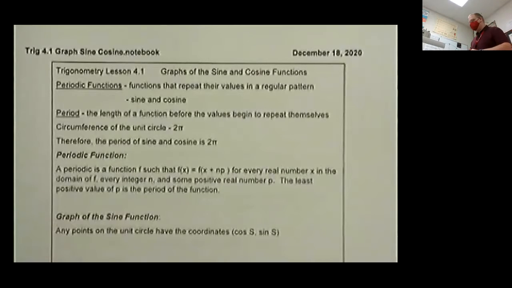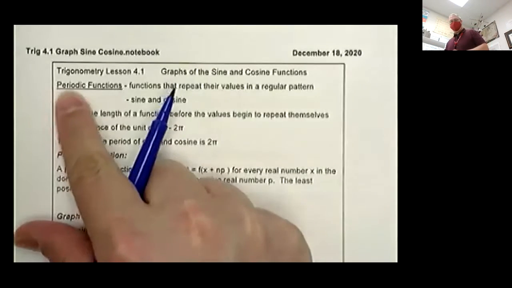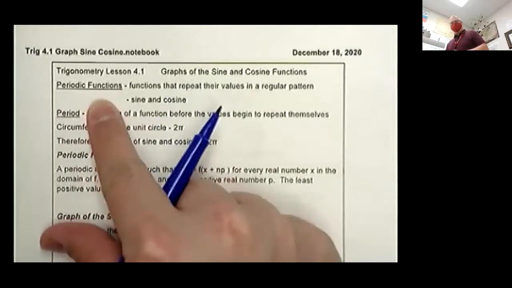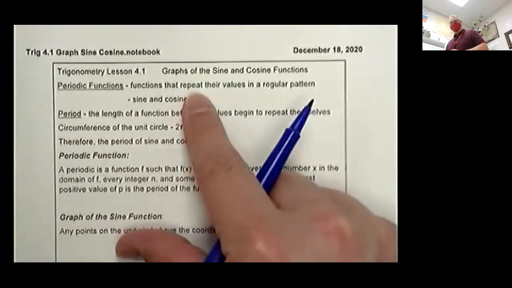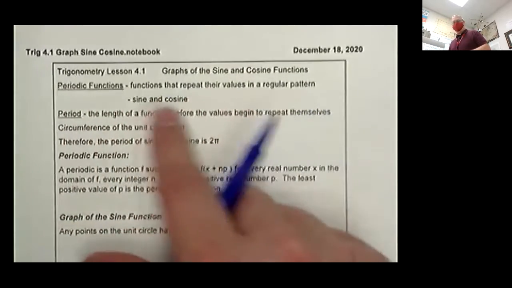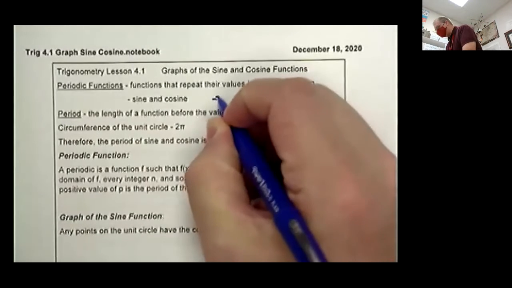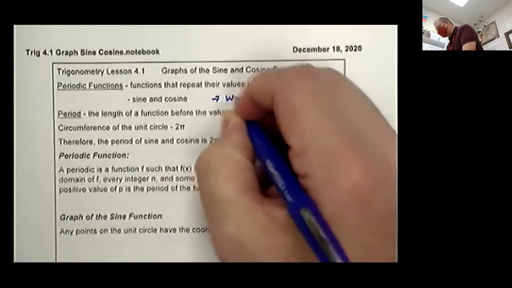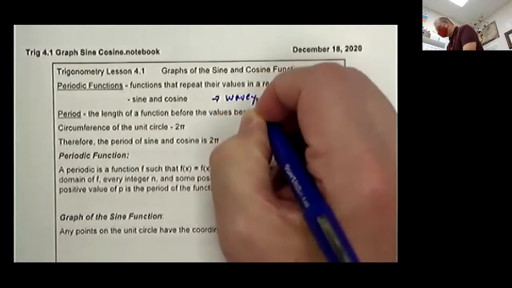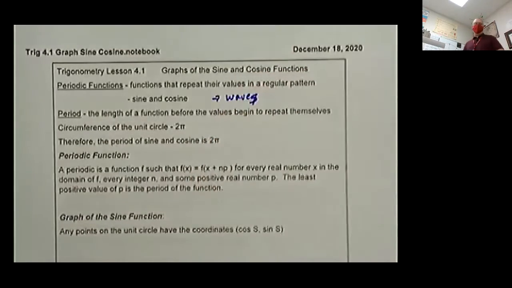The graphs of trig functions are called periodic functions. Periodic functions are functions that repeat their values in a regular pattern. For example, sine and cosine, and you'll see that as we go through the notes. Another way to think of this, a classic example, a real life situation, is waves. Waves are classic periodic functions because they go up, they go down, up and down, up and down. So anything that's a wave is a periodic function.